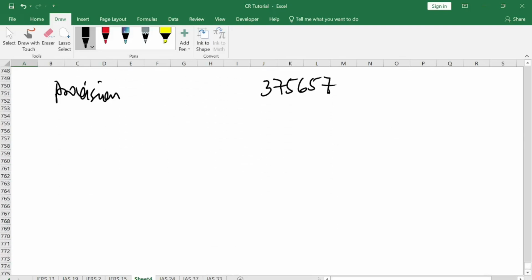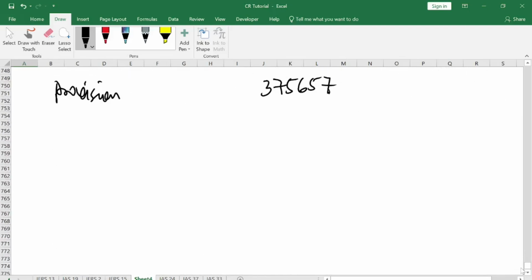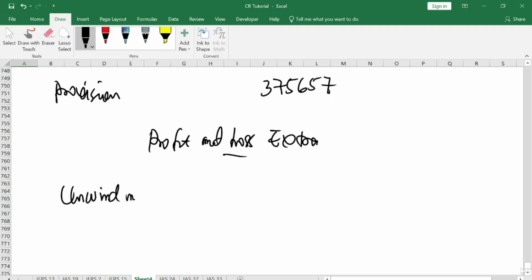Let me also do the profit or loss extract instead of the financial position extract. So this is the journal entry form. How about if you had to do the profit or loss extract? So you have the profit and loss extract. Your unwinding is how much? Your finance cost is how much?